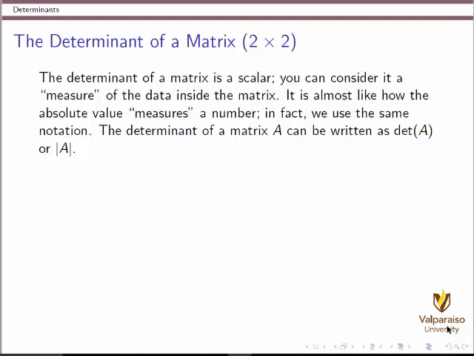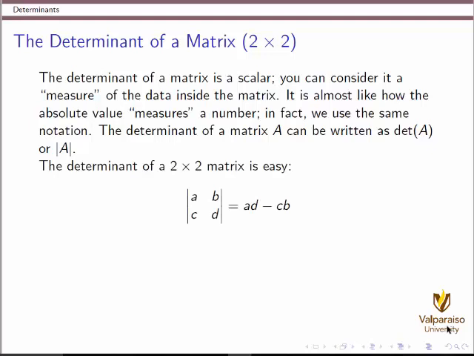For the moment, just think of the determinant of a matrix as a measurement of the data inside the matrix. The determinant of a matrix comes out to be just a single number. So a 2 by 2 matrix has a determinant, which is just a number. A 3 by 3 matrix has a determinant, which is just a number. It kind of measures the data inside the matrix, sort of like an absolute value will measure a number. And we even borrow that notation. So det(A) means determinant, and so does a matrix name like A with bars around it. That means you're looking for the determinant.